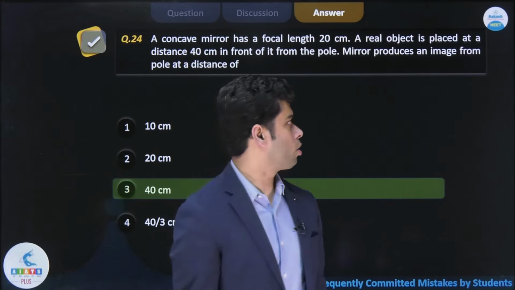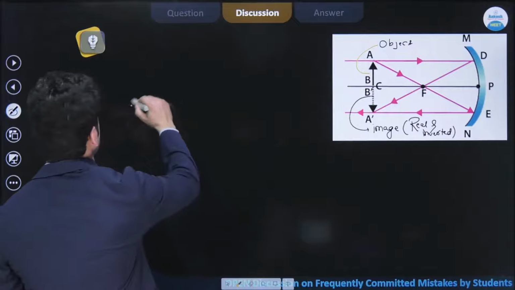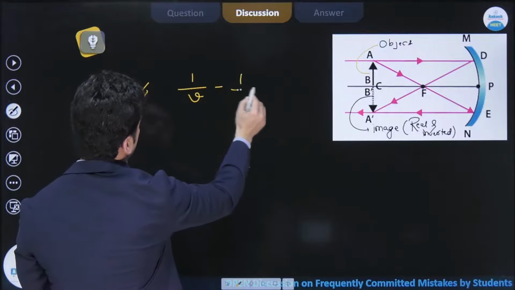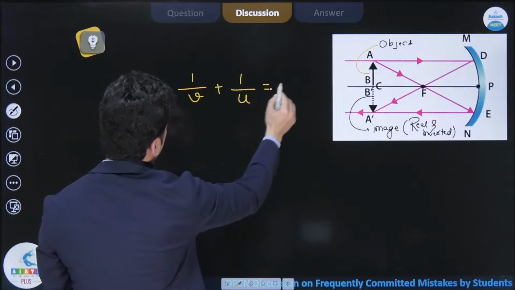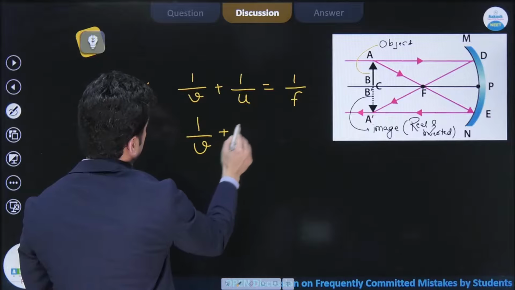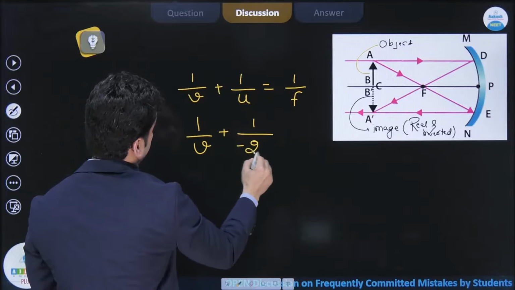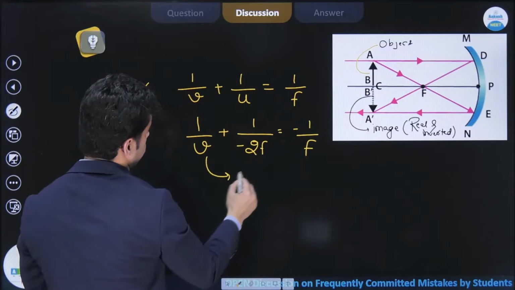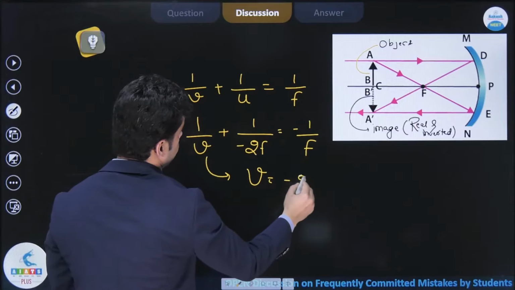In the mirror equation, if you put the data, you would get the same answer. 1/v plus 1/u is equal to 1/f. So 1/v you need to find. The u in this case is minus 2f and the focal length of concave mirror will be taken as negative. So from here also the value of v will be equal to minus 2f.